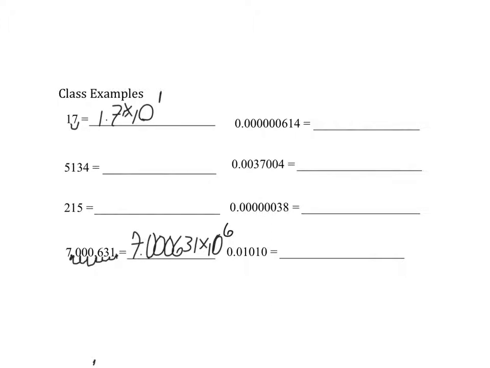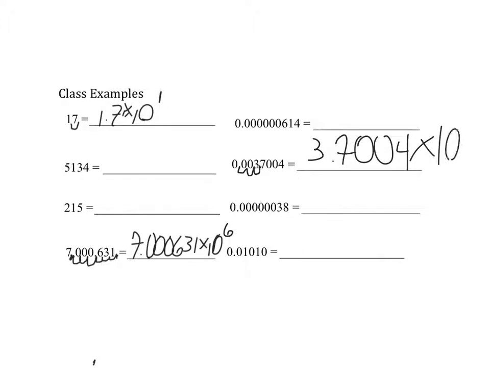Let's look at a couple on the other side. Let's look at 0.00370004. So I have my decimal there. If I'm going to create a number between 1 and 9.999, I'm going to have to move it between the 3 and the 7. So 1, 2, 3. So I get 3.7004. And again, we'll talk about why we can drop those extra zeros a little bit later.